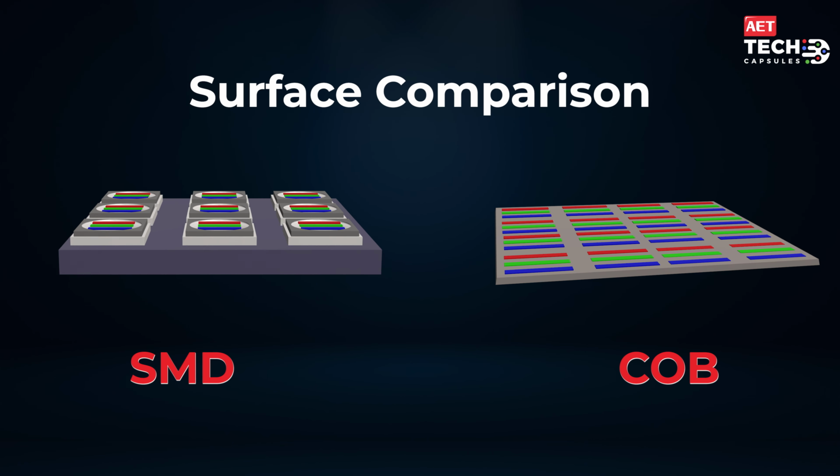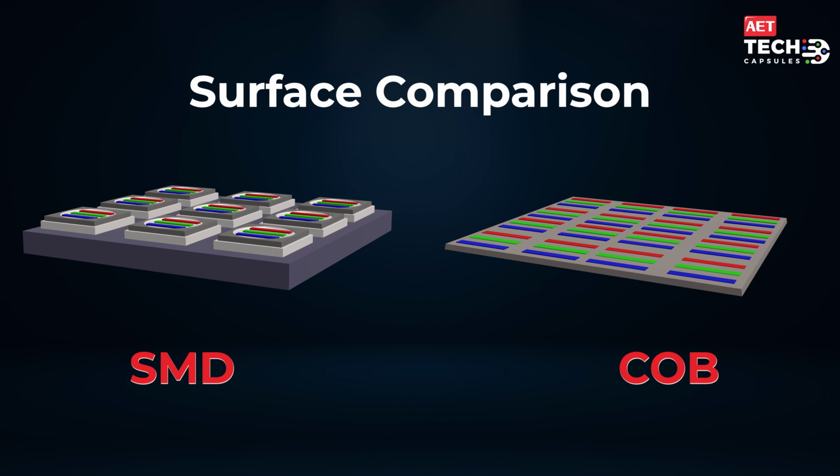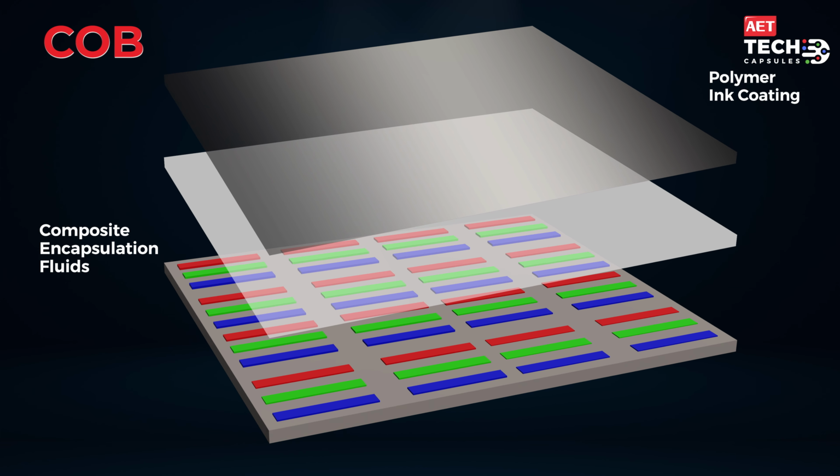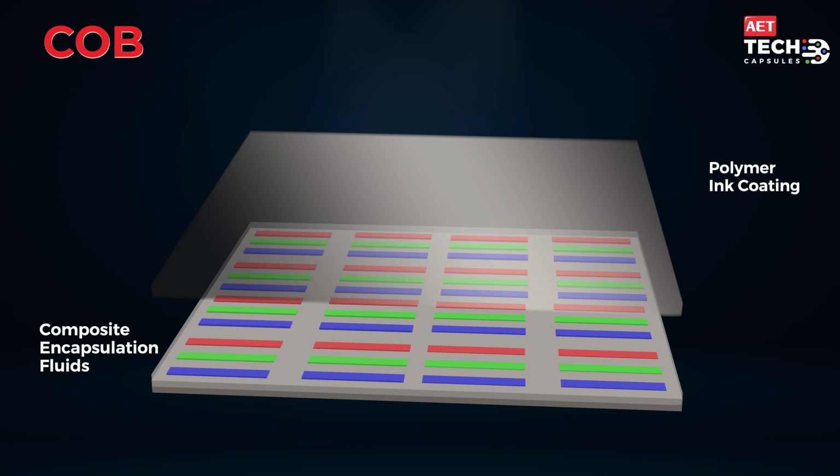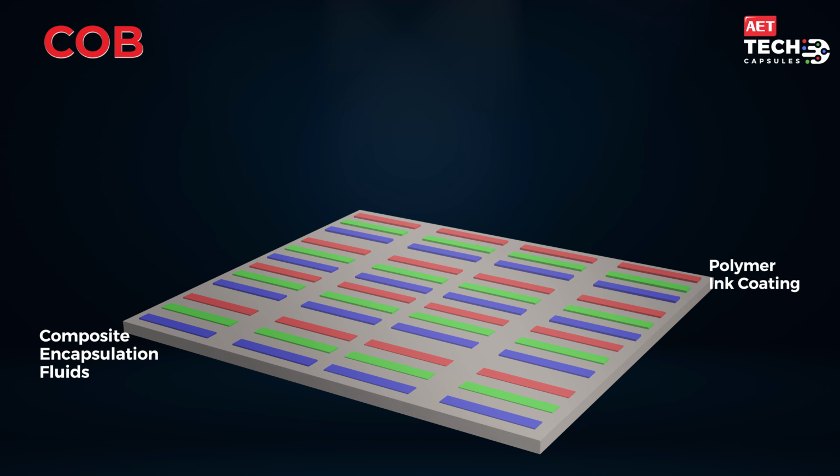In SMD, if you see from the side, the LED pixels were showing above the PCB. Here, the PCB surface was plain because the LEDs were totally placed on the same surface, and then encapsulation was done, and then polymer ink coating was done. Now, in COB there was a problem: there were chances of overlapping of colors.